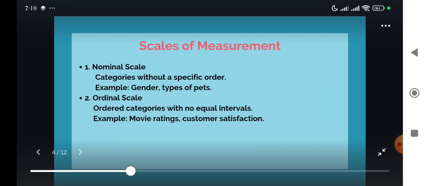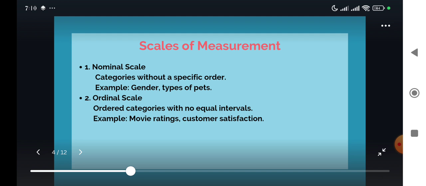Now let's talk about the scales of measurement. These scales determine how we can analyze data statistically. There are four main scales: nominal scale, ordinal scale, interval scale, and ratio scale. In the case of nominal scale, it categorizes data without any order. Example: types of pets, dog, cat, bird, or gender, male, female.